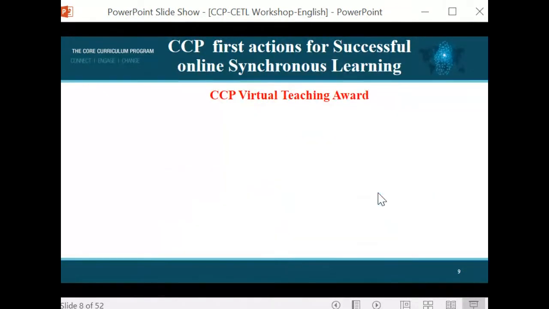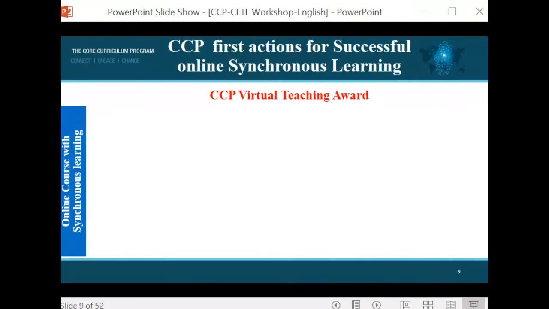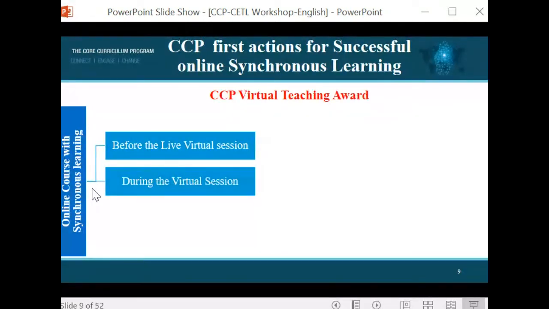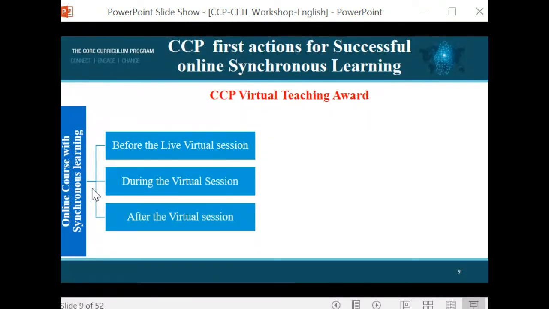When I saw the CCP announcement about the award, I first tried to organize things based on the rubric. And I told myself that it's true that the award is based essentially on the virtual session, which is the principal component of an online course with synchronous learning. However, it needs preparation before the live virtual session, during the virtual session, and after the virtual session.